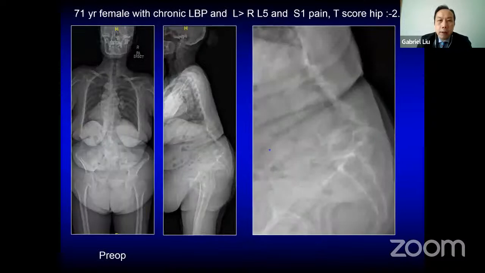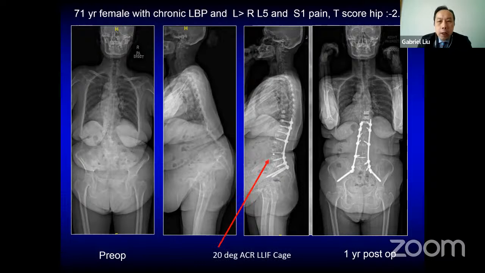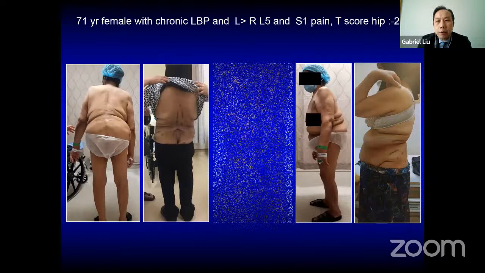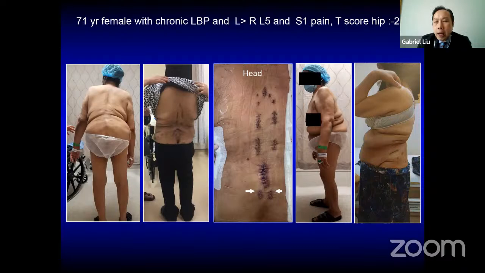Finally, this is applied to degenerative cases. This is a 70 years old lady who has a T score of negative 2.4 with sagittal and coronal malalignment and L5S1 pain. And this is basically what we do nowadays for our adult deformity correction. You can see pre-op and post-op, using the subcrestal iliac screw allows you to have a powerful correction anchor at the base, as well as corrective power.